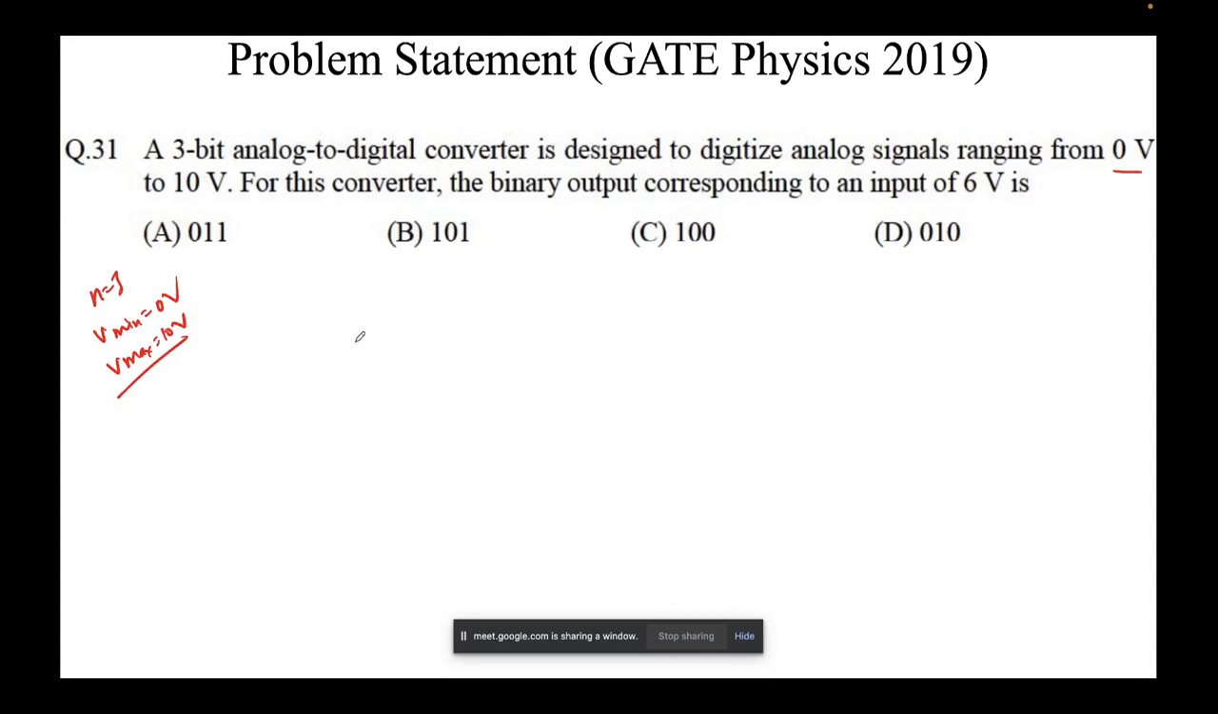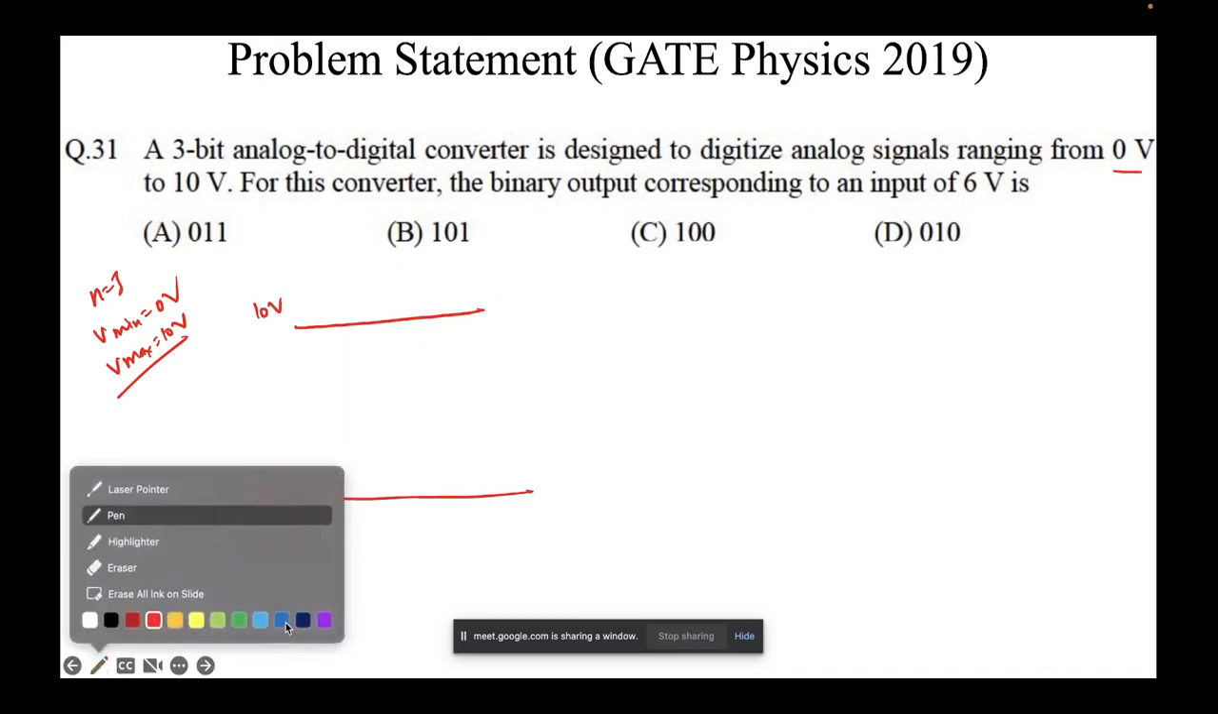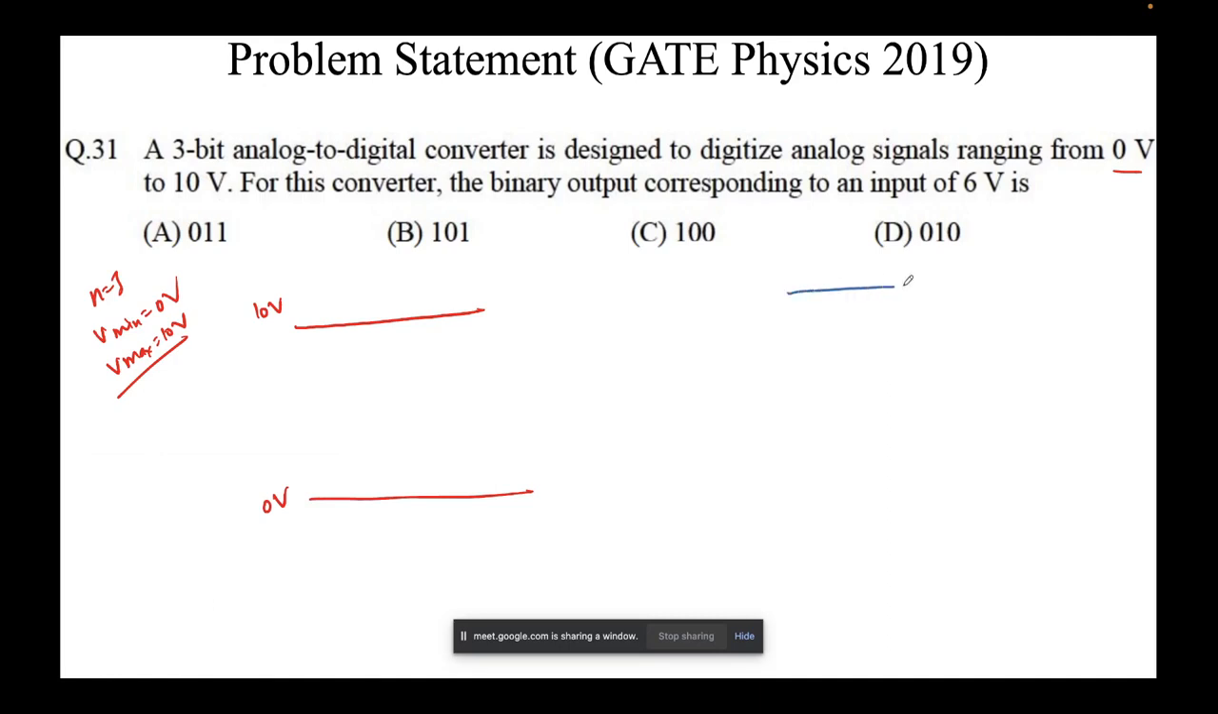So I'll again draw this diagram that we saw earlier. This is 10 volts. The left side is the input. This is 0 volts. This is your input side. On the output side, I'll draw using a different pen. On the output side, we have 3 bits. So the maximum 3-bit number is 111, correct? And the minimum 3-bit number is 0. So this 0 corresponds to this 0. Similarly, 111 corresponds to 10.